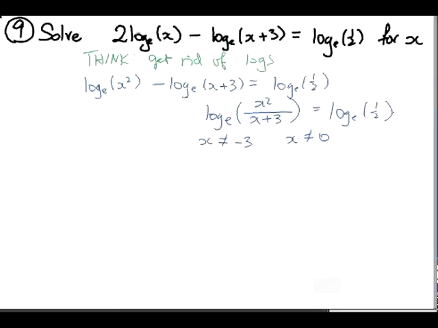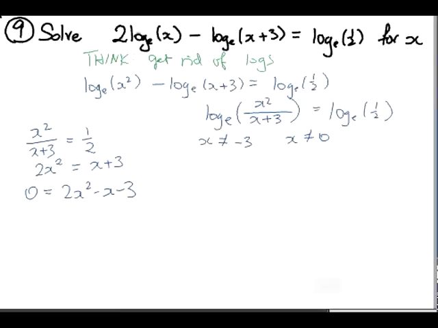Okay, so on to the nice part. You can get rid of the logs and you get x squared over x plus 3 equals a half. If you multiply this out, you'll get 2x squared equals x plus 3, and you get a nice quadratic to solve: 0 equals 2x squared minus x minus 3.